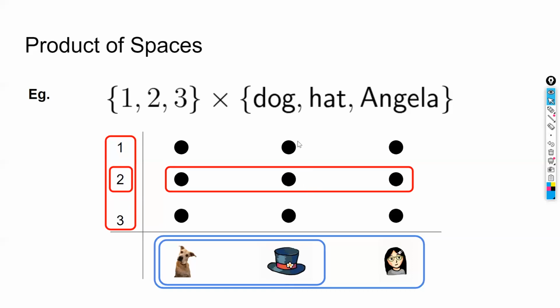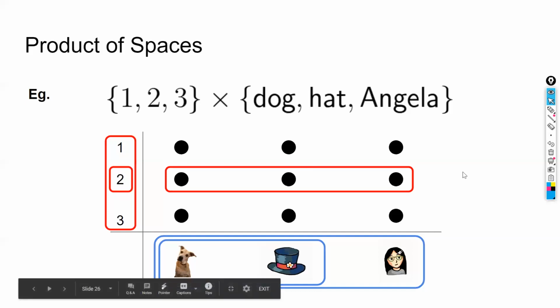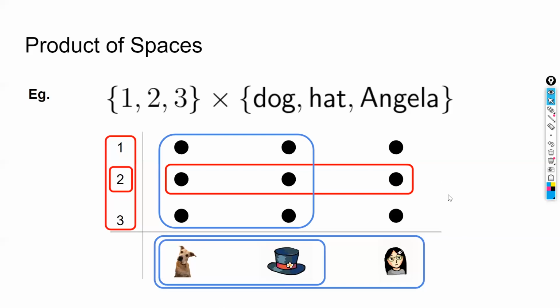Well, these 6 points are actually all in line with the dog and the hat. So maybe they should be an open set too. So I'm going to throw this in as an open set. And now at this point, you should notice that there are actually a couple of open sets which are not of this form if I want these 2 to be open.